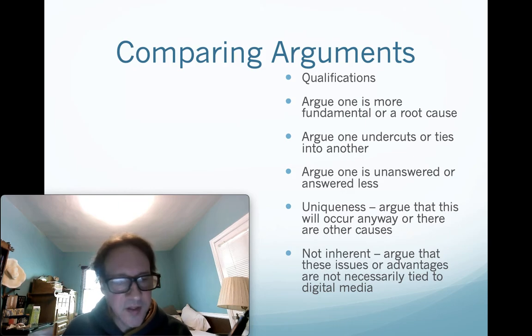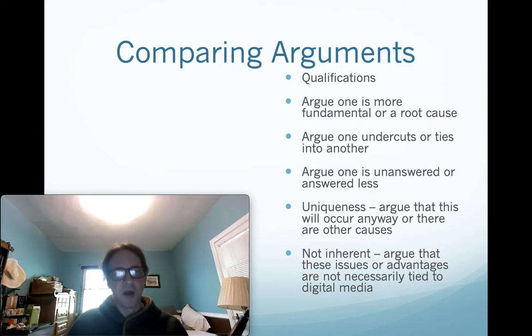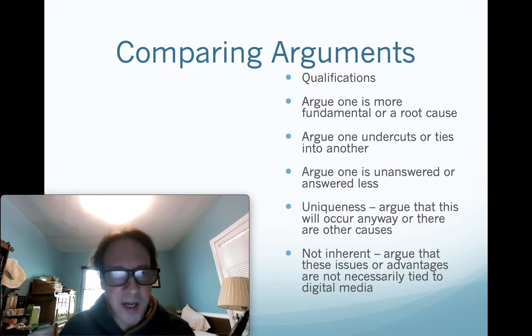Or you can say that the arguments are not inherent. That is, that they're not necessarily the fault of or tied to digital media, right? Digital media replacing jobs isn't the fault of digital media. It's the fault of greedy bosses, right? Digital media making people addicted isn't the fault of digital media. It's the fault of individuals for not better regulating themselves.